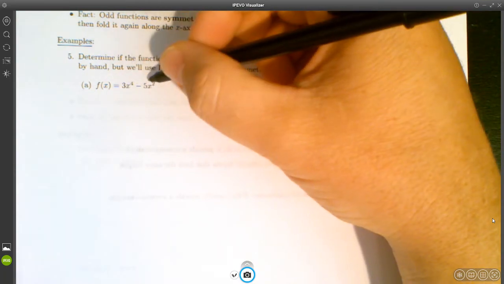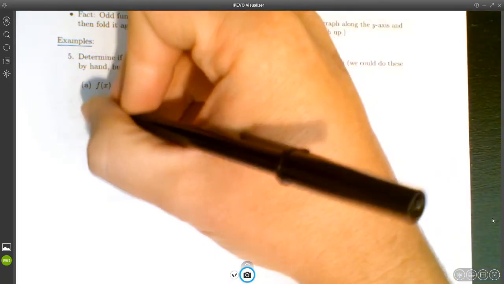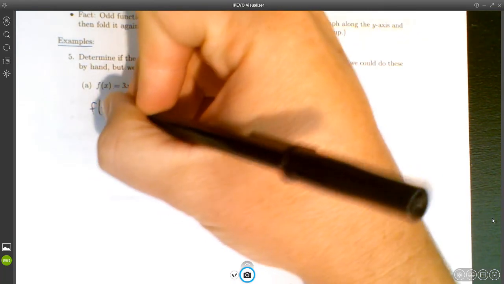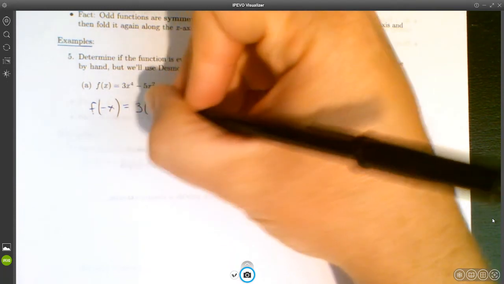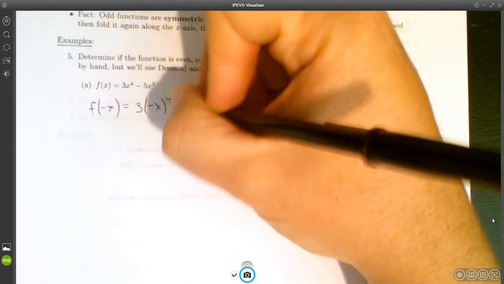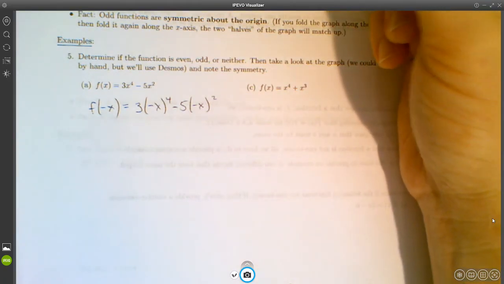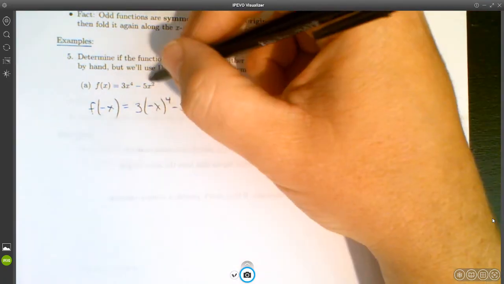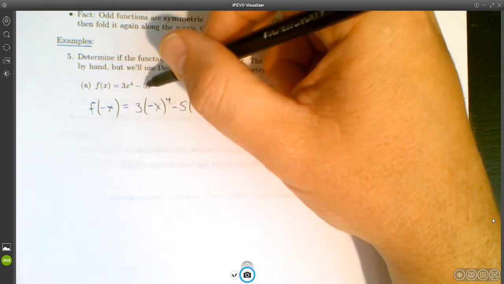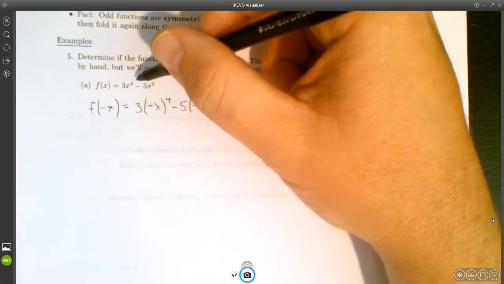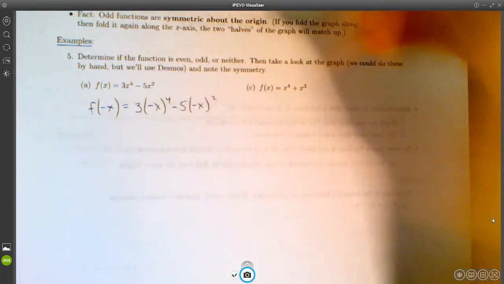So to determine if you have an even, odd, or neither, what you're going to do is plug in f of negative x. If I plug in f of negative x, I get 3 times negative x to the fourth minus 5 times negative x squared. And then you simplify this. If you just get the original function back, then that means that f is even. On the other hand, if you simplify it and you get the negative version of the function back, then f is odd. So what do we have in this case?